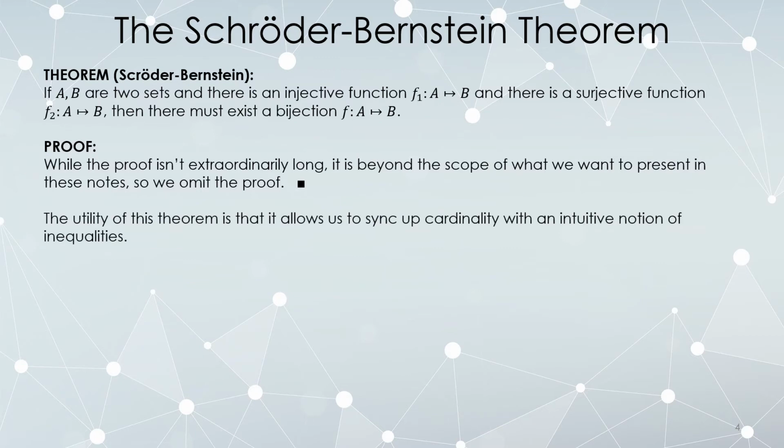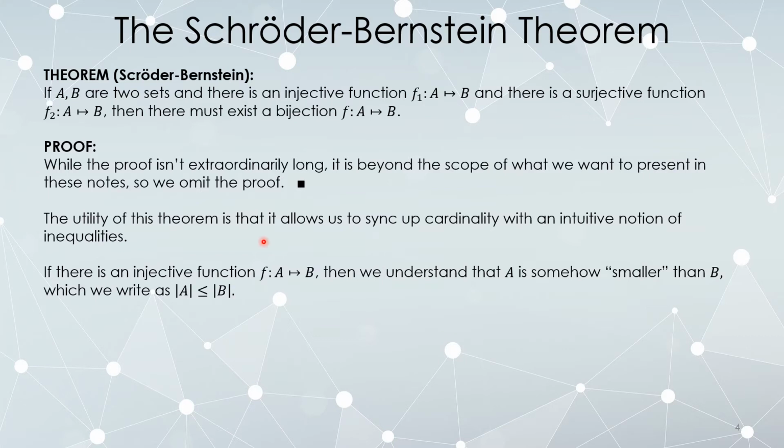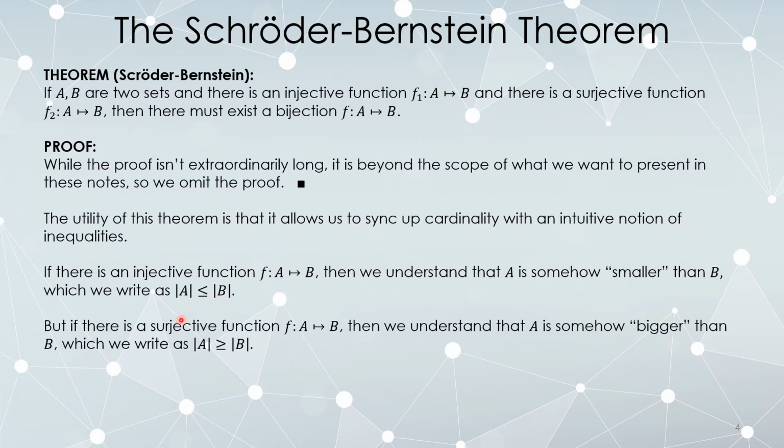The utility of this, however, is that it allows us to sync up cardinality with an intuitive notion of inequalities when it comes to size. So we can say, if there is an injective function from A to B, then A is smaller than B. I was able to match up elements of A with elements of B without having to duplicate what I'm matching up to. So there are somehow fewer things in A than there are in B. So we can write that in the following way. The cardinality of A is less than or equal to the cardinality of B. And if there's a surjective function, I can stick elements of A onto elements of B and actually use everything up. So somehow there were more elements here than there were over here. So I can write that as the cardinality of A is bigger than or equal to the cardinality of B.